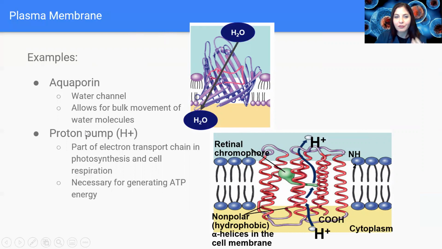And then we also have protein pumps. So these are going to allow charged molecules or ions to pass through that plasma membrane. This is actually part of the electron transport chain in photosynthesis and cell respiration. And this is actually necessary for generating ATP, which, as you know, is basically the molecule that fuels every single metabolic reaction that goes on in our body.